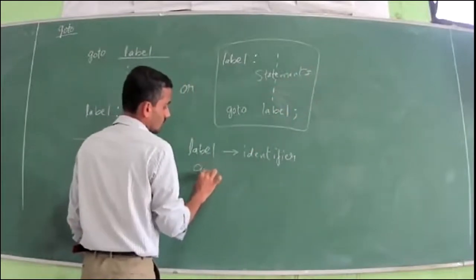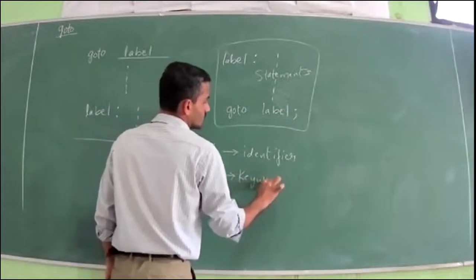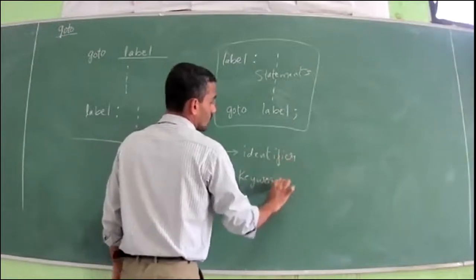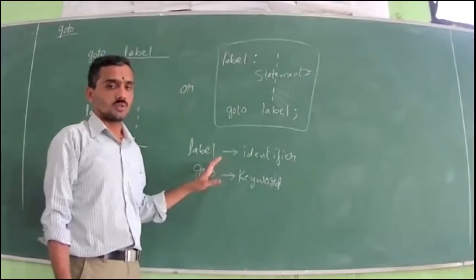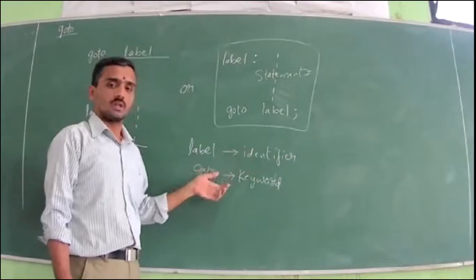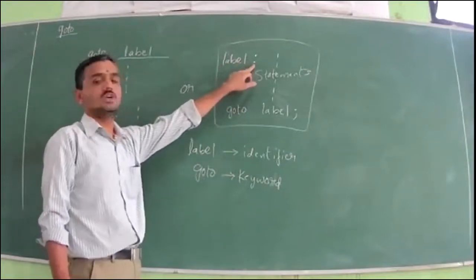Then goto is a keyword. Remember, goto is a keyword. Whatever we discussed in the first chapter, introduction to C++, all the concepts you have to remember: what are identifiers, what are keywords, when they are used. Here goto is a keyword, label is an identifier. After the label, you have to put the colon.